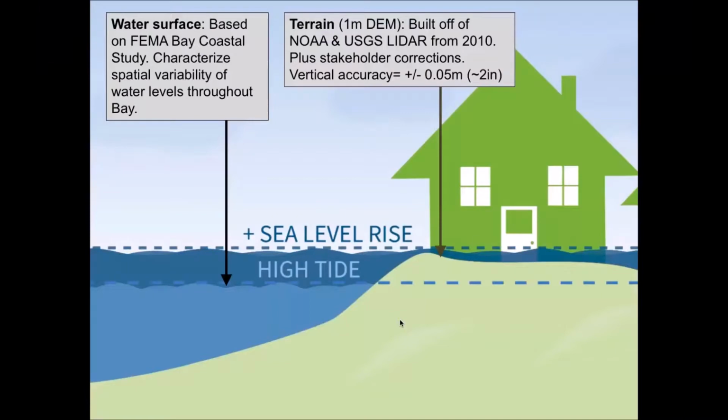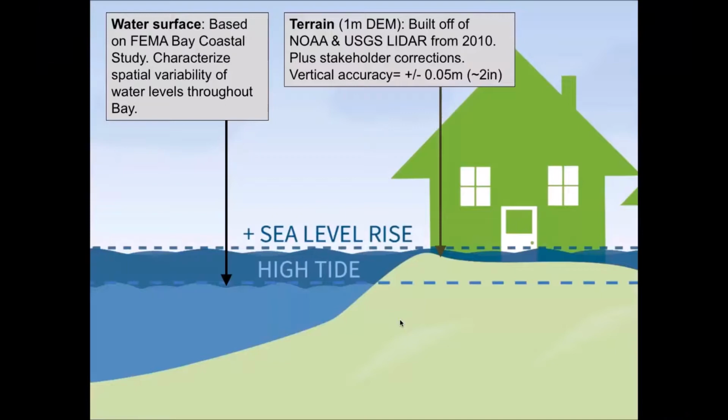Due to a variety of reasons, water levels across the San Francisco Bay are not all the same. For example, water levels in the South Bay are higher than in the North Bay. And knowing the spatial extent of where these differences are is important to understanding more localized flood risk.